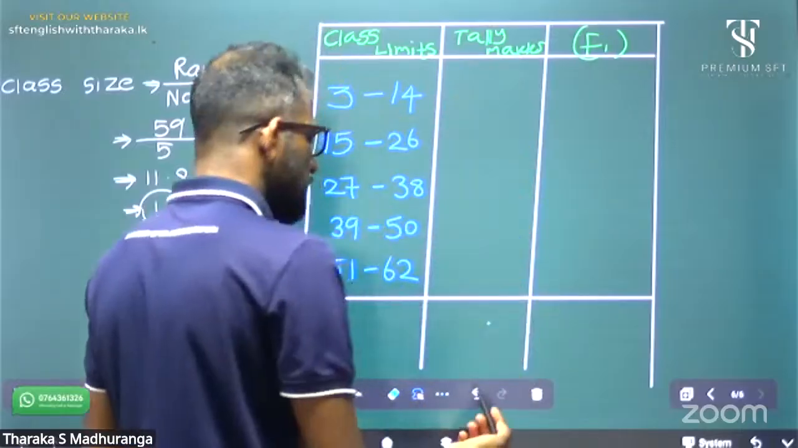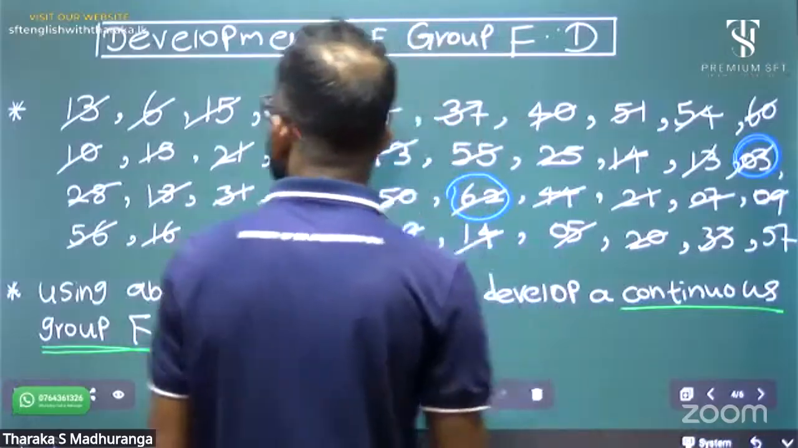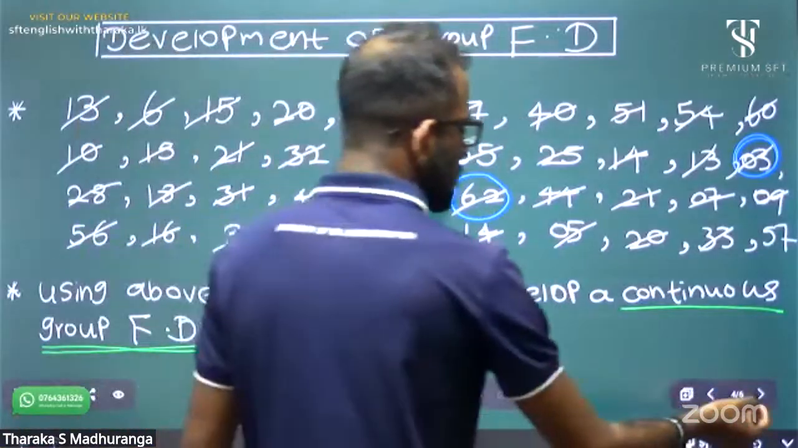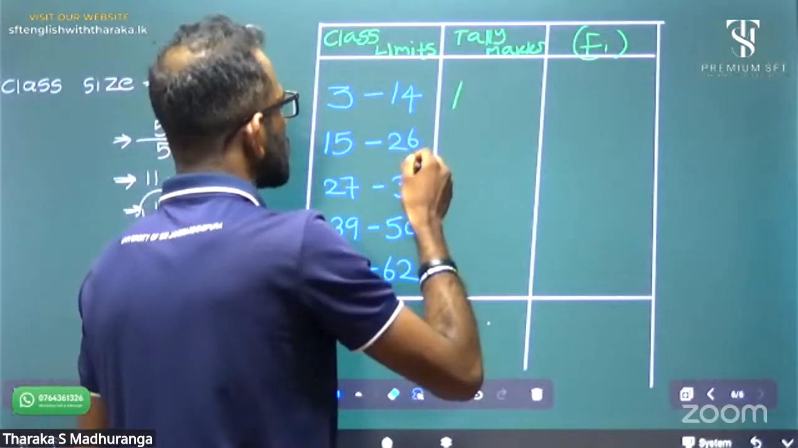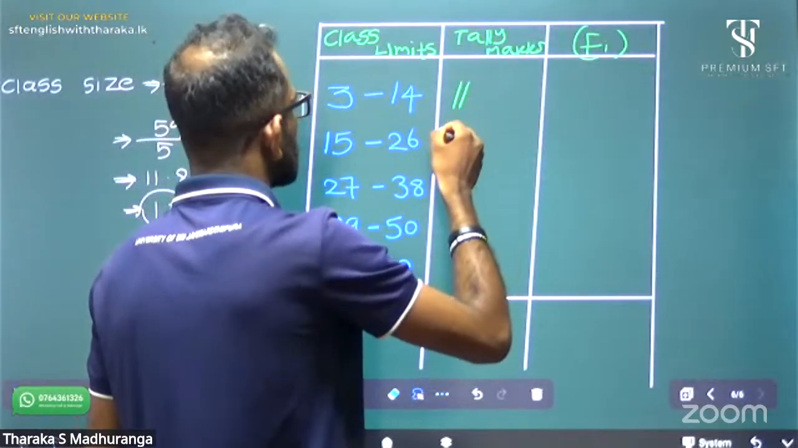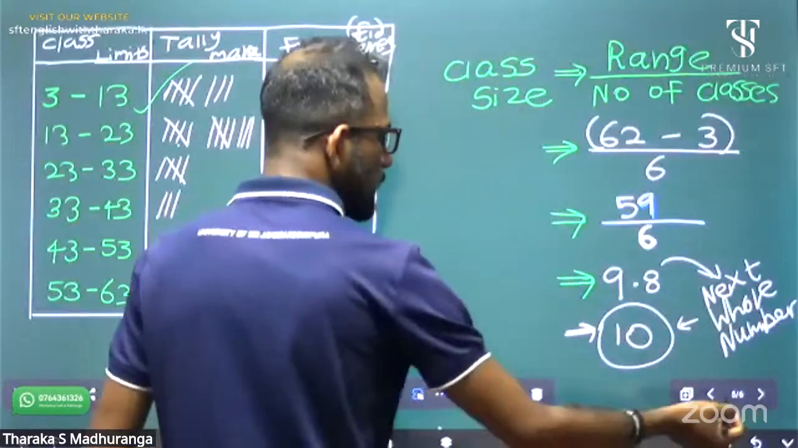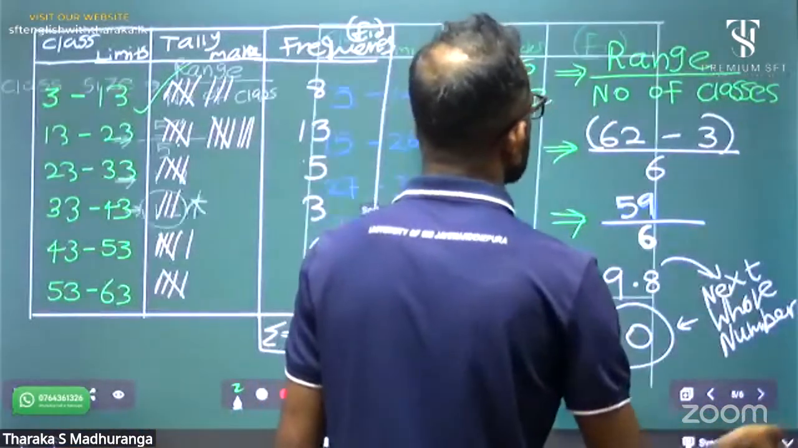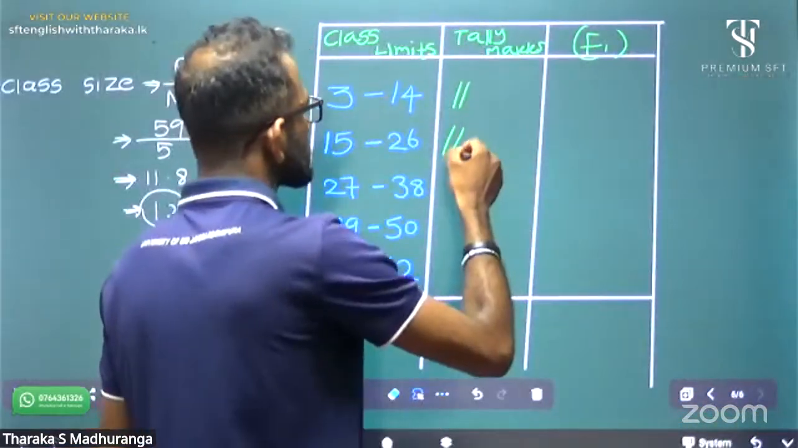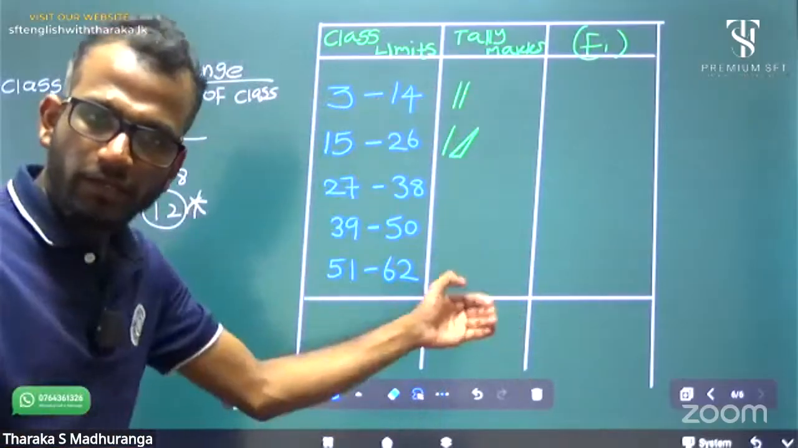Now the same method with tally marks. We have to put in tally marks. 13, 650. 13 into the first one now. 6, 15 into the second one. Can you complete this? 20, 24, 37. 20, 24, 37.